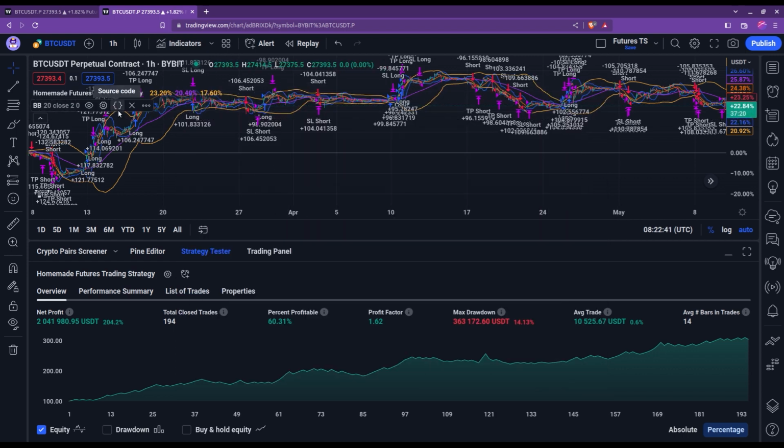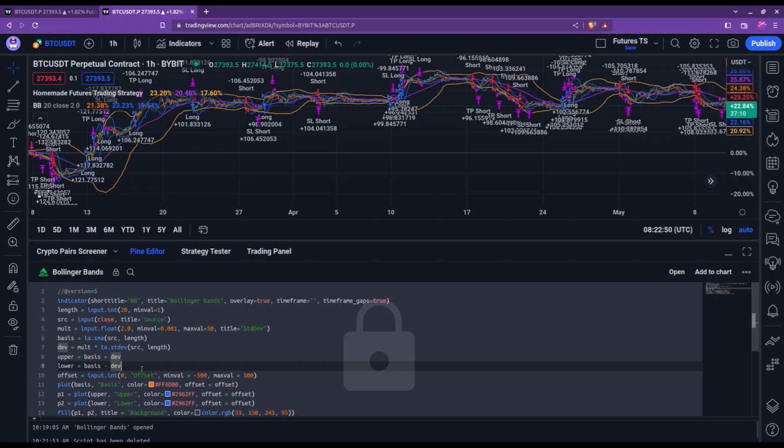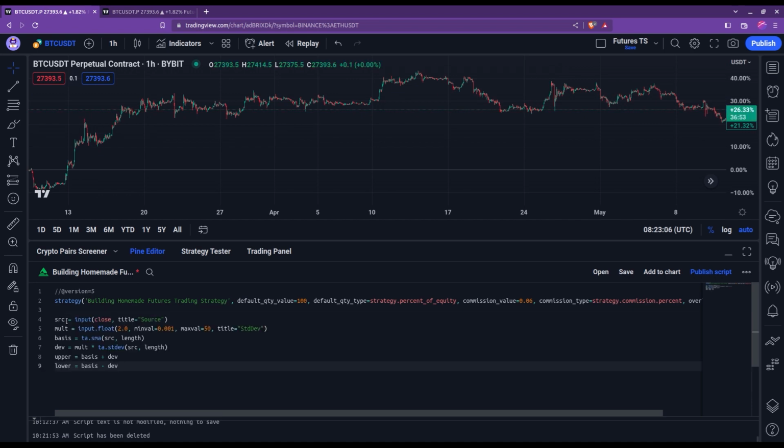And then you come here and you click on these parentheses. This will show the source code. And what we're interested in is basically this here. So we can copy, come back to our strategy editor and paste. But let me rename this nicely the way I like it.